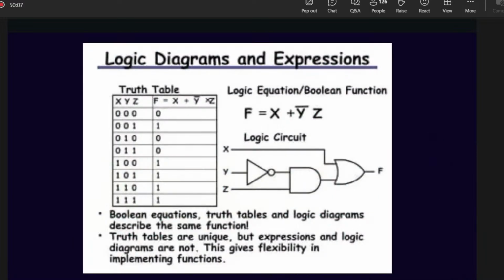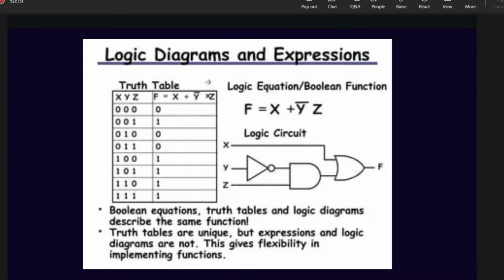Now, logic diagrams and expressions are defined by 3 components. One is the truth table, which takes the values that x, y, z can take, and the output that it gives. There is the logic equation, which tells me what operation is being performed on the input. And then we have the logical circuit that we can build using logic gates. So Boolean equations, truth tables, and logic diagrams describe the same function. All these three are conveying the same function.